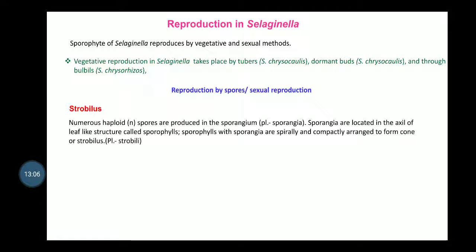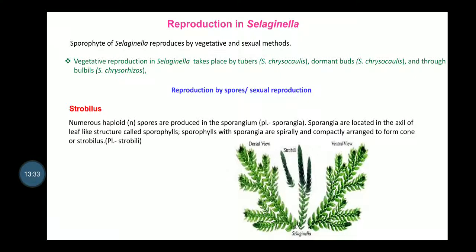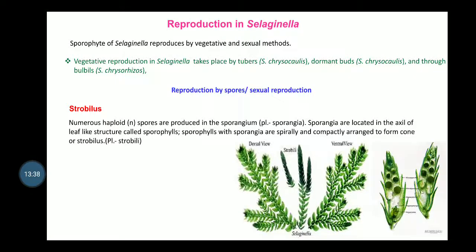What is strobilus? Numerous haploid spores are produced in sporangium, plural sporangia. Sporangia are located in the axil of a leaf-like structure called sporophylls. The sporangia and sporophylls together spirally and compactly arranged to form a cone or strobilus, plural strobili. That is the sporophytic plant body which bears strobili, and that is the cross section or transverse section of one single strobilus.